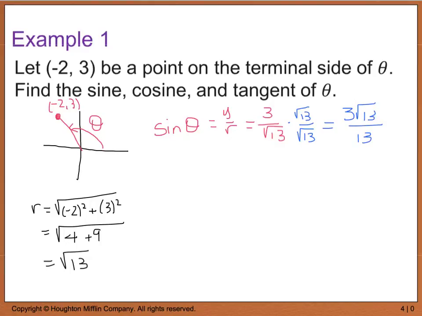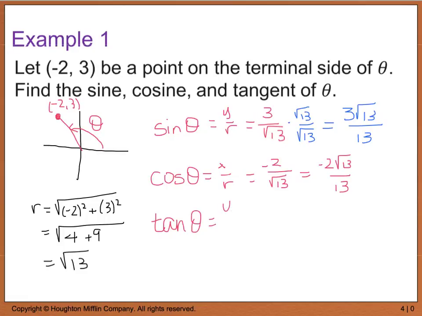I'm going to have a similar setup for cosine. So cosine theta equals x divided by r. My x value is negative 2. My r value is the square root of 13. When I rationalize this, I end up with negative 2 square roots of 13 divided by 13. And my tangent of theta is going to equal y divided by x, or in other words, 3 divided by negative 2, and there I'm done.